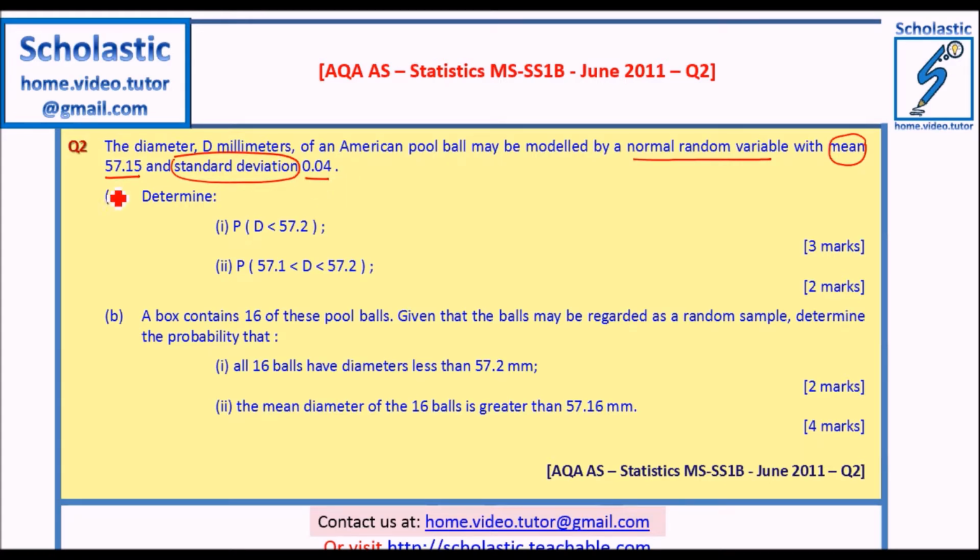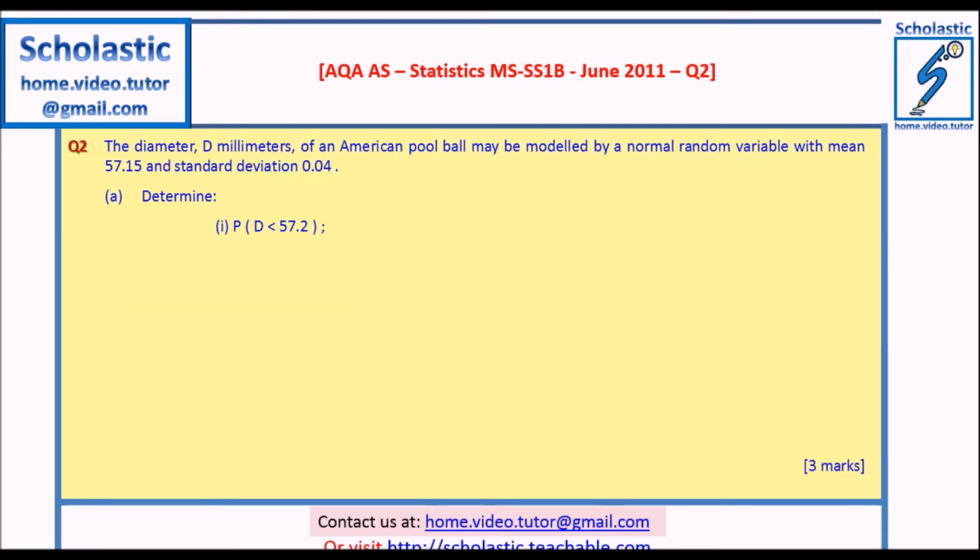There are two parts in part A, and in part B there are two parts here. Part A is worth about 5 marks, part B 6 marks. Let's go through the question again. So what we found was mean 57.15, standard deviation 0.04.